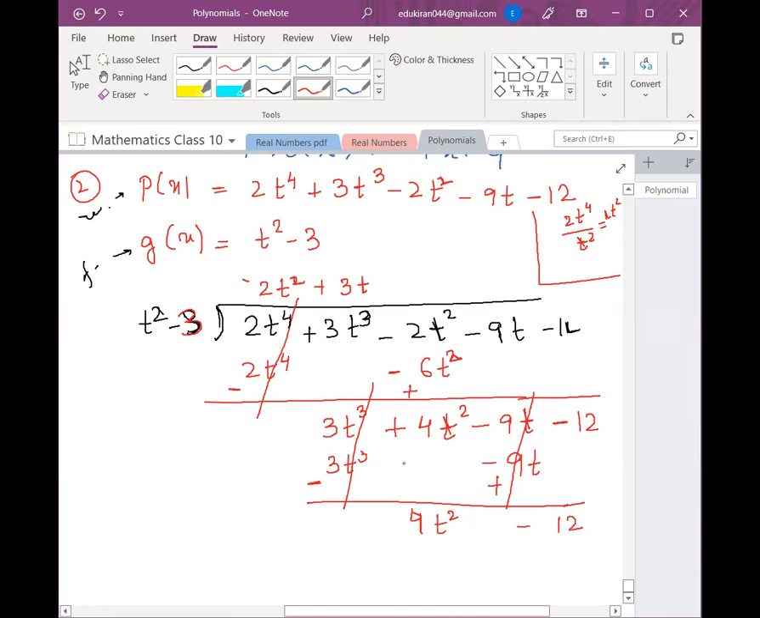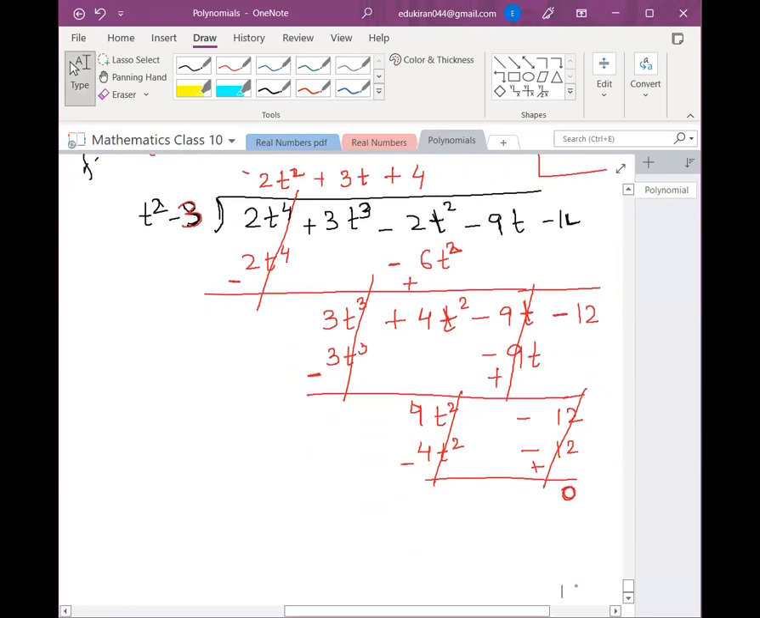Now again I can do my division because the degree is the same, t square, t square. So one more time I can do it. I'll multiply by 4 only this time. So t square into 4 is 4t square, and then minus 3 into 4 is 12, so I'll get minus 12. Clear? Now change the sign, minus and plus. So this also goes, and I'll get my 0 here. So I'm getting the remainder 0. So what can I say? Yes, g(x) is a factor of p(x). So the answer is yes. g(x) is a factor of p(x).